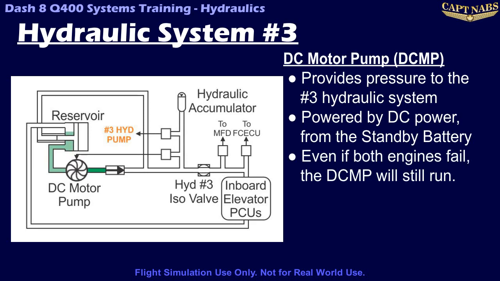The DCMP is located in the tail of the Q400 along with the number 3 system reservoir. This helps to keep the hydraulic lines short, as they only need to flow from the reservoir to the pump to the elevators and back again.